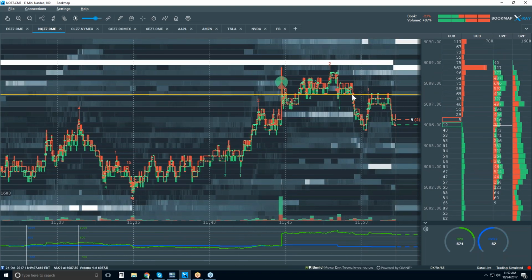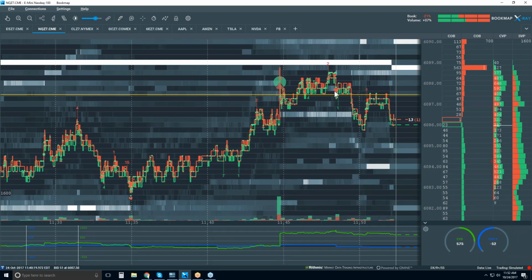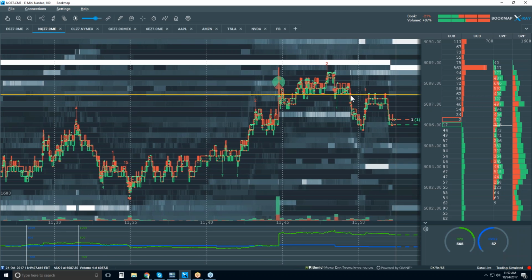All right, well, this one played out pretty nicely. You can see this small distribution pattern. The sellers here returned back to where it broke from, and we found sellers.